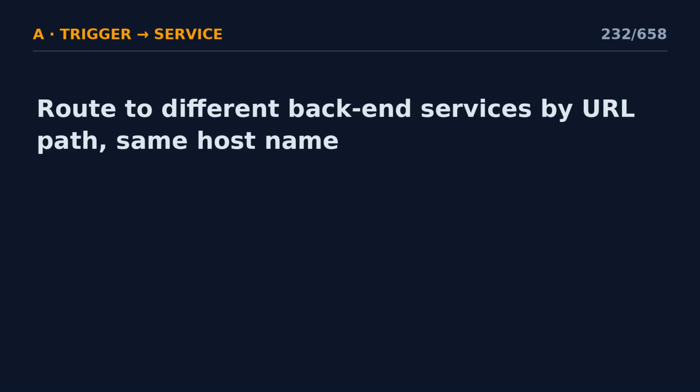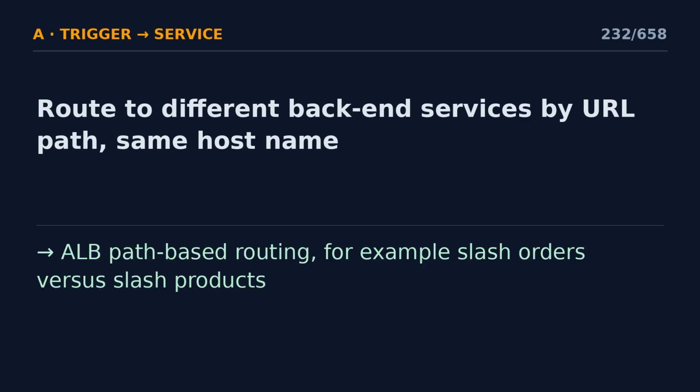Route to different backend services by URL path, same hostname. Answer: ALB path-based routing. For example, /orders versus /products.